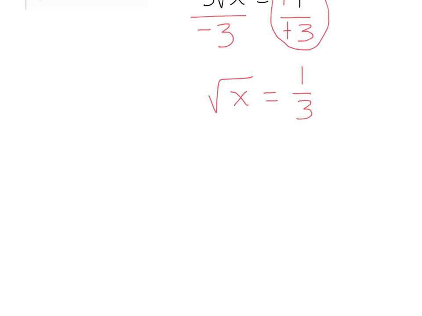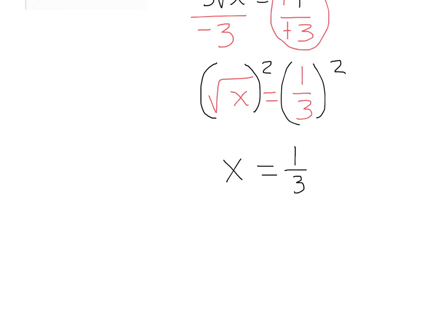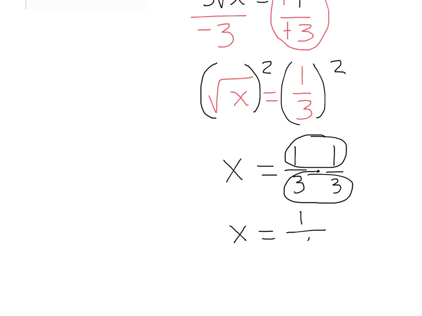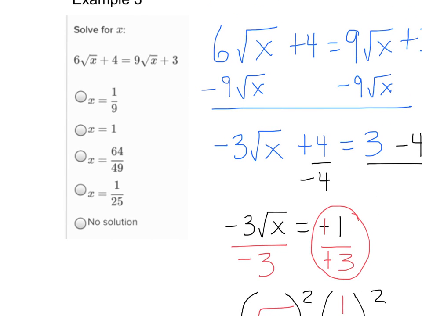So now the last question is, what do I do to get rid of the square root here? Well, we just got done talking about the opposite of square root is squared, so I will square both sides. And so on the left I have x equals, and 1/3 squared means 1/3 times 1/3. And so x equals, well, 1 times 1 is 1, and 3 times 3 is 9. And so my answer is x equals 1/9. Let's go check it. And I can see right here I've got 1/9, which is the answer.